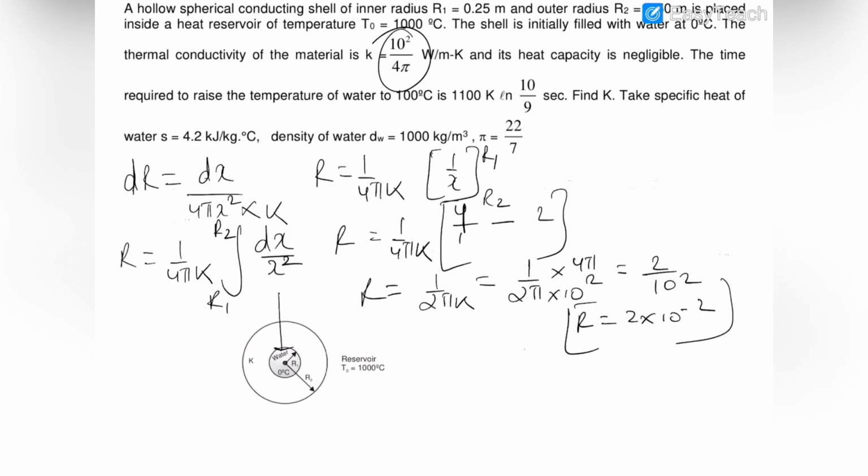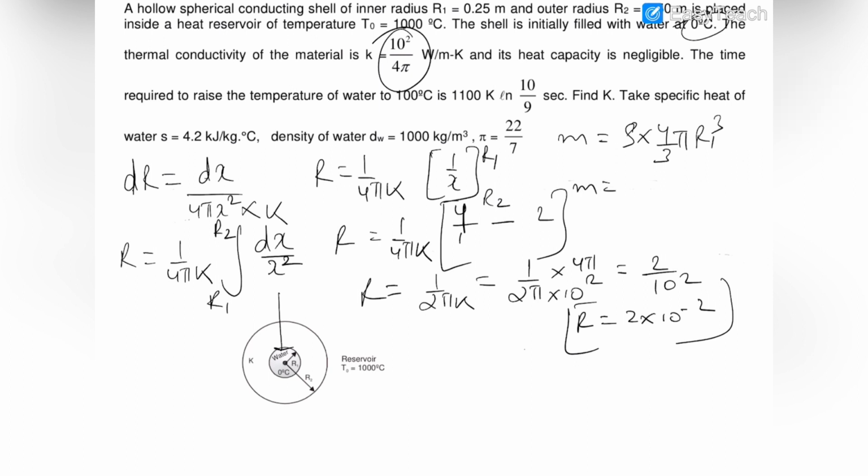Okay, now we see that the initial temperature of this water was 0 degrees Celsius. And in fact, we know that the mass of the water is its density into the volume of the inner shell, because it is completely filled inside the inner shell. So the volume of the inner shell will be 4 by 3 pi R1 cube.